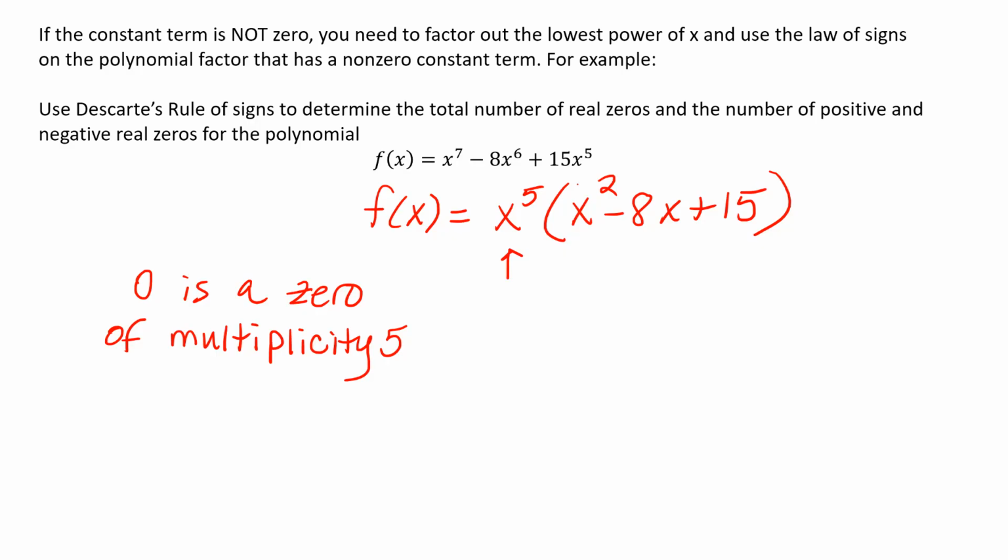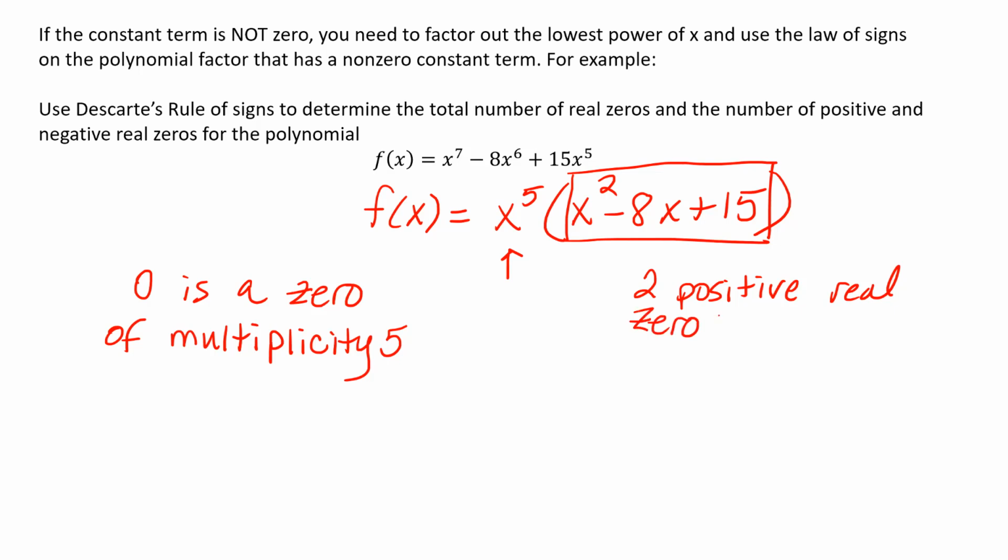So we're just going to look at this part of the function and see how many zeros just that part would have. So you can see that it has 2 sign changes from the first to the second and the second to the third terms. So it could have 2 positive real zeros here, or 0 positive real zeros.